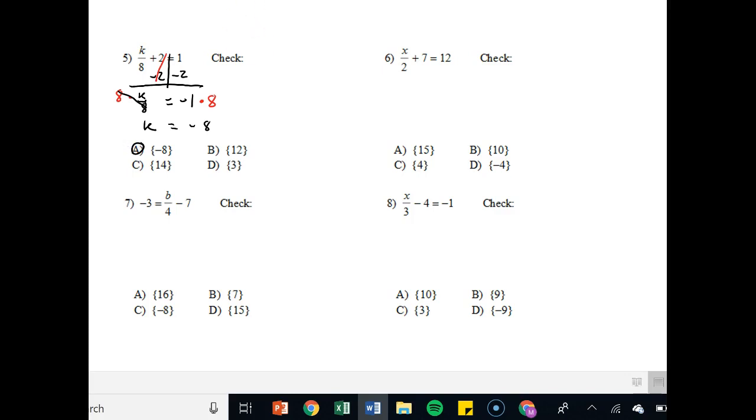To check it, I'm going to plug in my answer. So instead of k over 8, I'm going to say negative 8 over 8 plus 2 equals 1. Negative 8 over 8 is negative 1 plus 2 equals 1. And then negative 1 plus 2 is 1 equals 1. So you know you're correct. I'm going to have you do number 6 in Ed Puzzle.